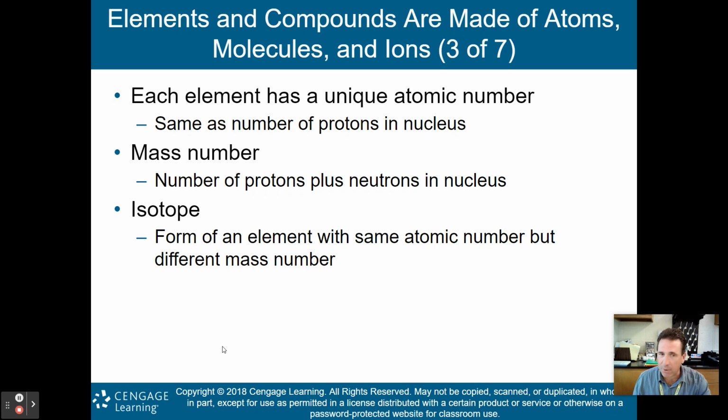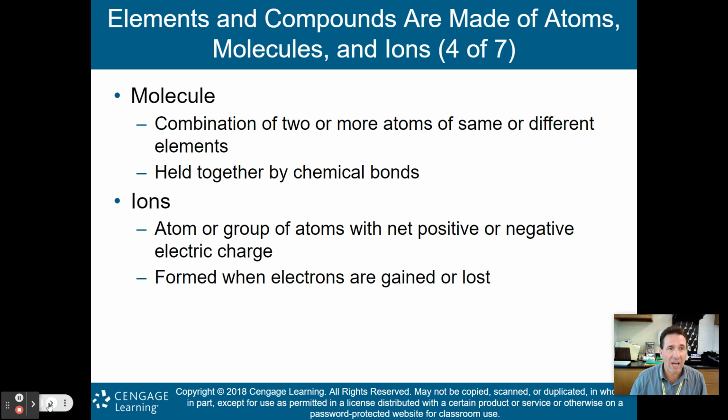The mass number is the number of protons plus the number of neutrons in the nucleus, and that could change. If the number of protons changes, you have a new element. If the number of neutrons changes, you don't have a new element, but you have a new isotope of that element. What is an isotope? A form of an element with the same atomic number, okay, same number of protons, but different mass numbers, so a different number of neutrons in the nucleus.